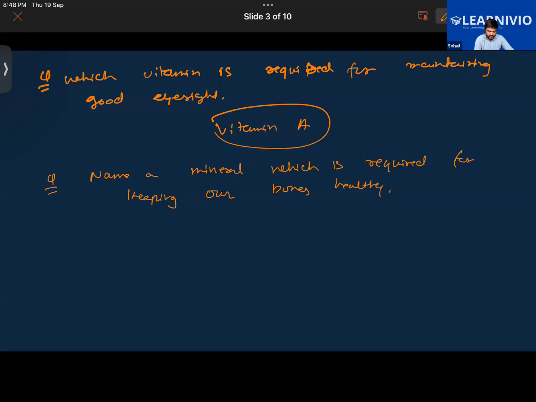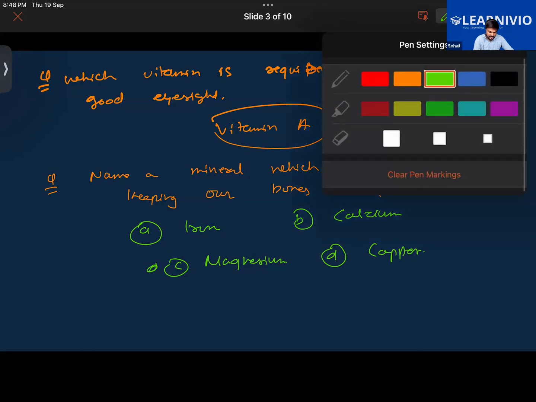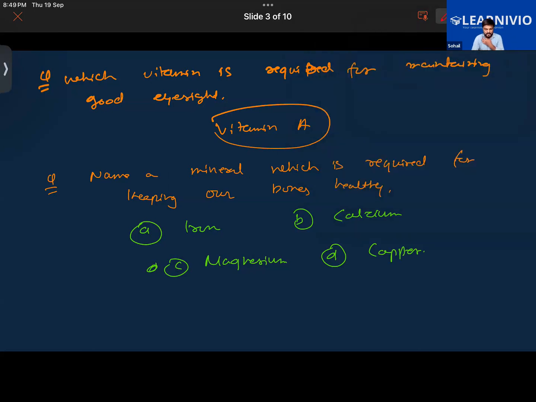Let me give you some options. Is it iron? Is it calcium? Is it magnesium? Or is it copper? Which is required by our body to keep our bones healthy? Sir, calcium. It is calcium. Very good. Also tell me which food contains calcium?